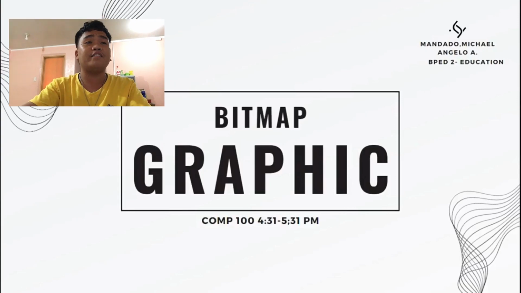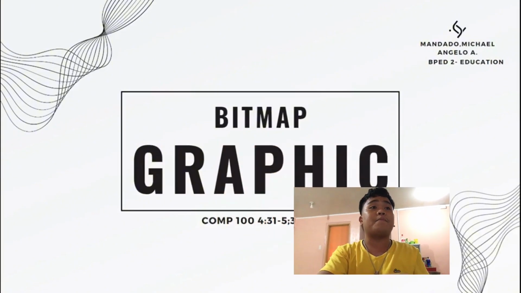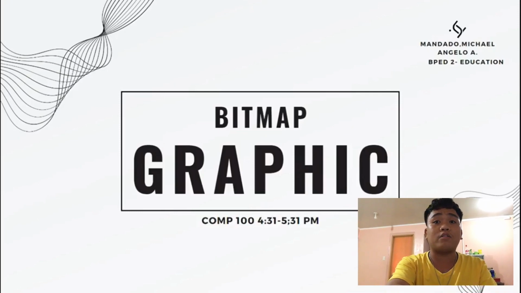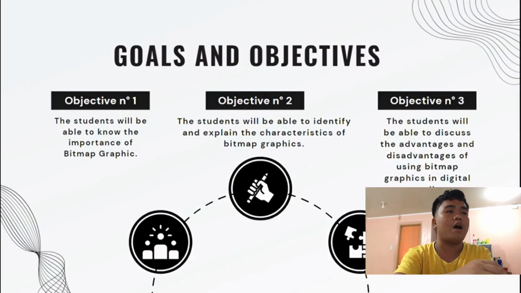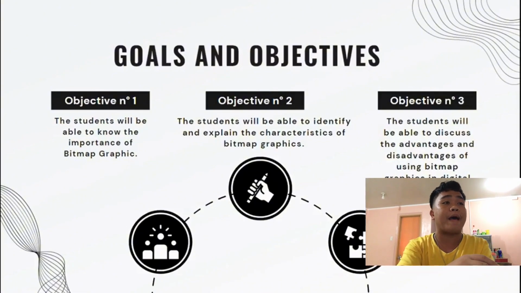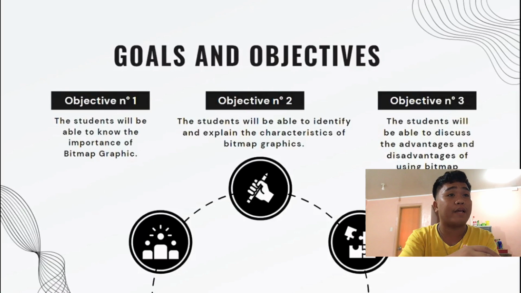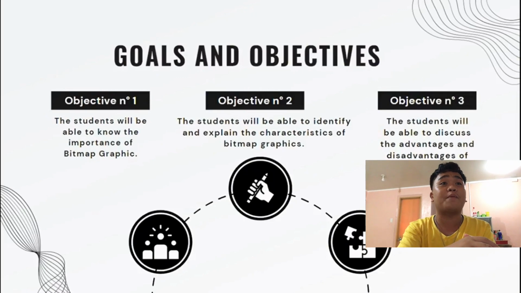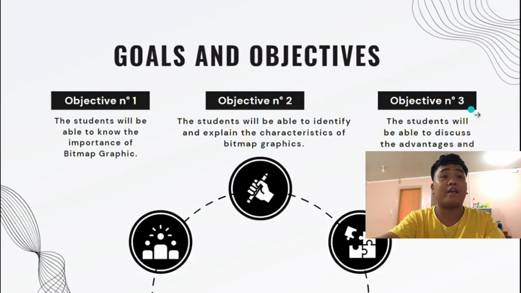So now, for today's video and for today's discussion, I'm going to talk about bitmap graphics. Before we start our discussion, let me read about the objectives and the goal of this topic. The first objective is that the students will be able to know the importance of bitmap graphics. The second one is that the students will be able to identify and explain the characteristics of bitmap graphics. The third one is that the students will be able to discuss the advantages and disadvantages of using bitmap graphics in digital media.